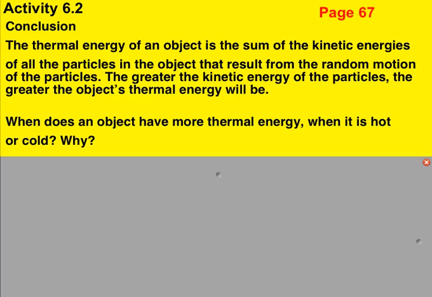It says the thermal energy of an object is the sum of the kinetic energy of all the particles in the object that results from the random motion of the particles. The greater the kinetic energy of the molecules, the greater the object's thermal energy will be. So why do you think we use the word kinetic energy here? What did we notice about those particles? They were moving. So thermal energy basically is a type of KE, or kinetic energy.